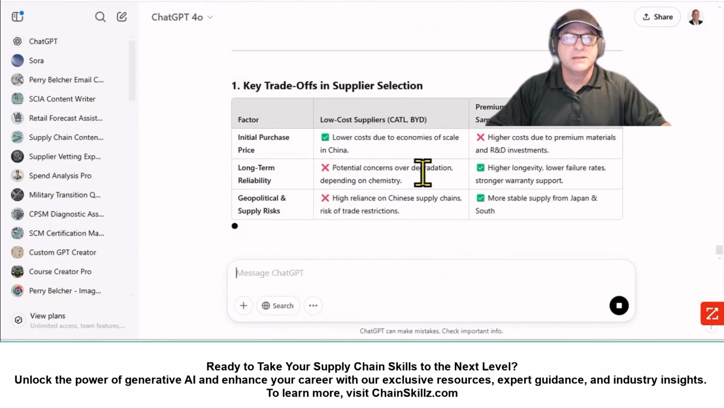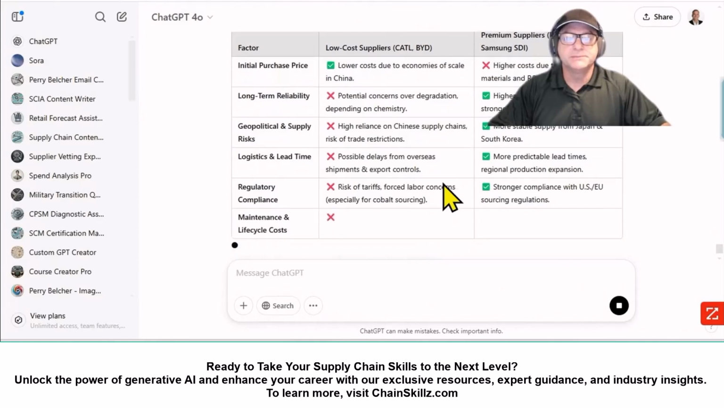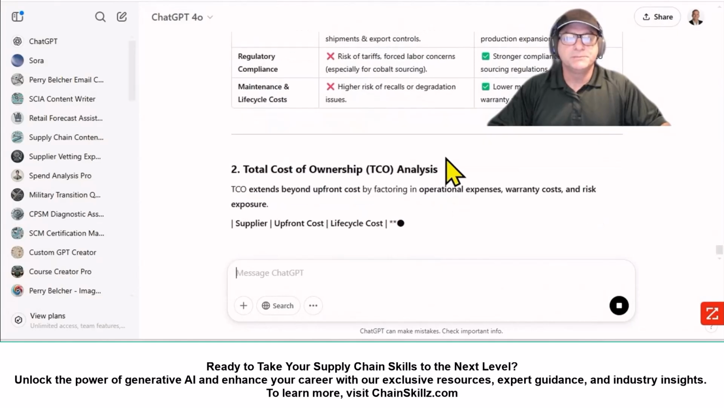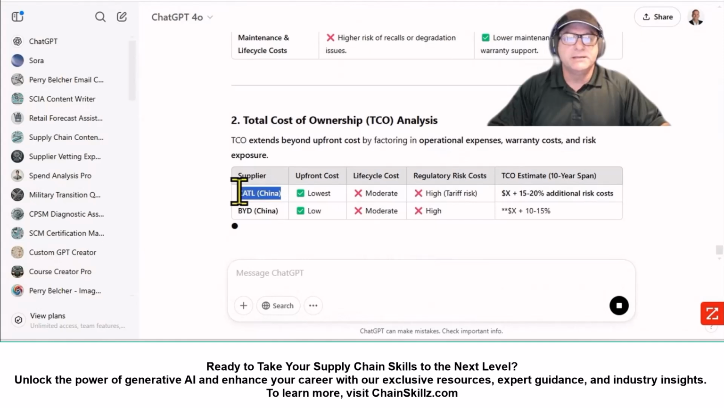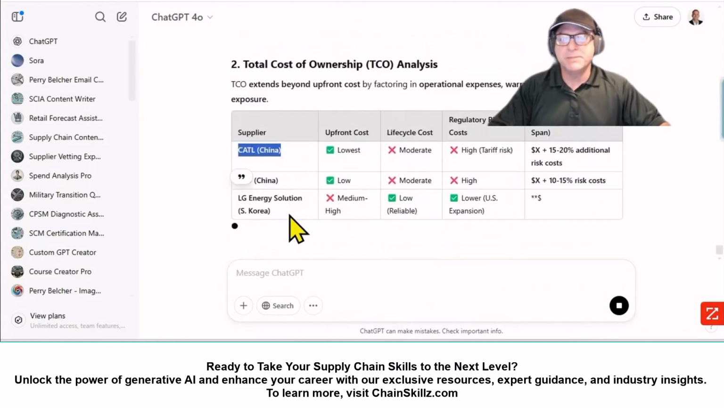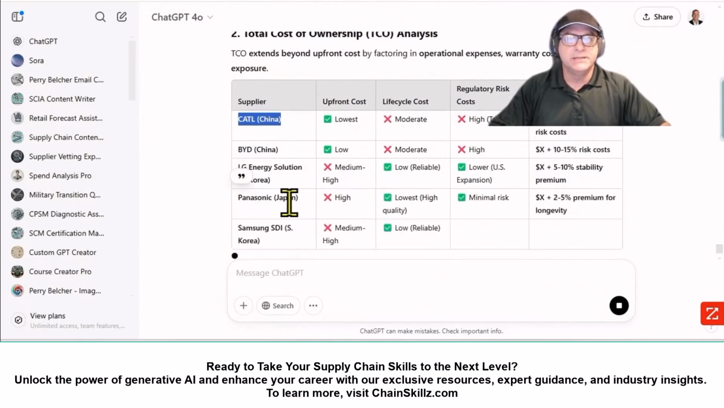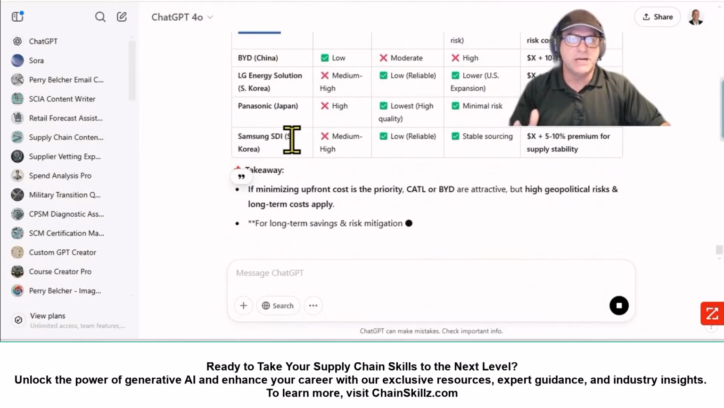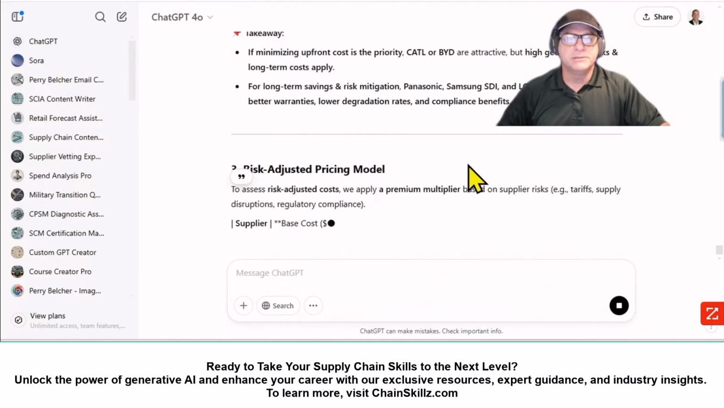Okay. It's really giving you some good information to make a solid decision. A solid decision. Total cost of ownership analysis. Even though Catalyst, China, this is China, makes sense, but with a mandate to bring it back to the States or out of China, these other ones become viable, right? They may not be the best, but through regulation, you're being forced into a situation, but it's giving you options that you can do. Risk adjusted pricing model.